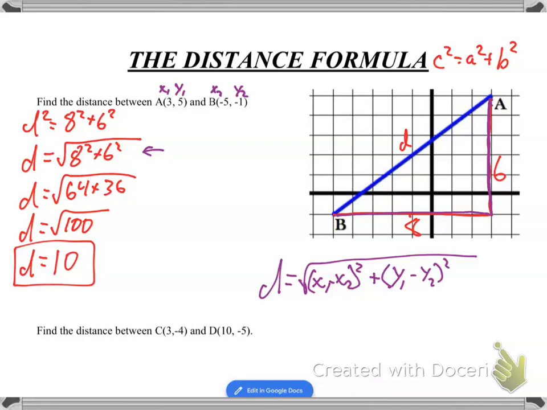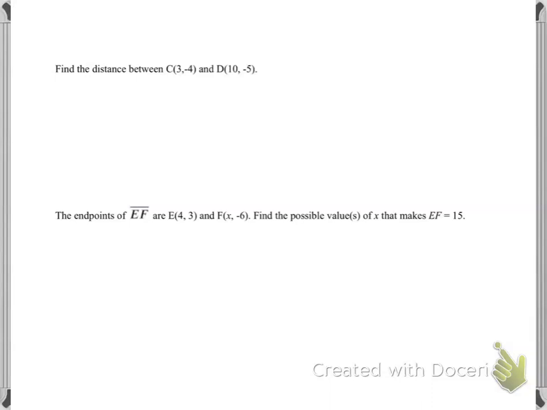We can just plug the numbers straight into the formula, and it doesn't matter that we don't have a grid. So let's go ahead and do that. Here it is. We need to find the distance between point C at (3, -4) and point D at (10, -5). We have no grid, nothing we can use for this except we're looking for distance. So let's write down the distance formula.